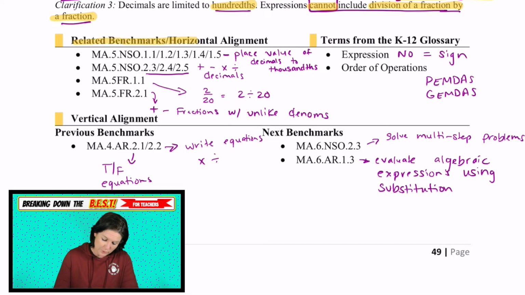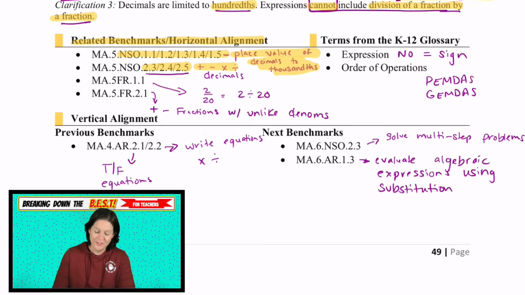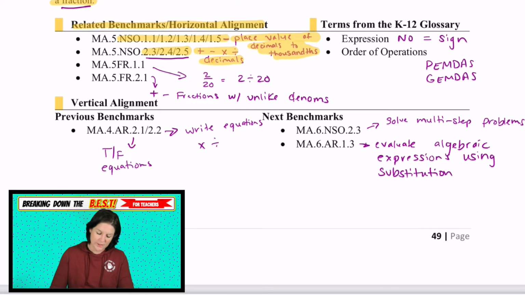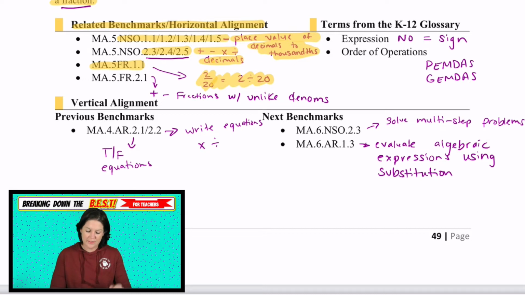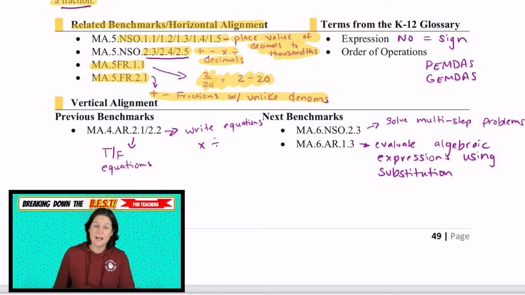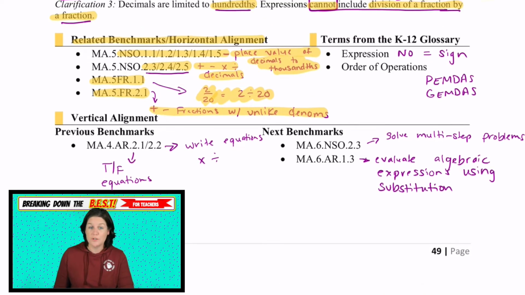There are some connecting or related benchmarks here. All of these NSO standards are our place value standards with decimals to the thousandth place. The next round of NSO standards are the operations, addition, subtraction, multiplication, and division of decimals. And we have a fraction with division of fractions, and that's the understanding that if we have a fraction, we know that 2/20ths can also be written as 2 divided by 20. This fraction standard right here is the adding and subtracting fractions with unlike denominators, which could be a part of our order of operations.